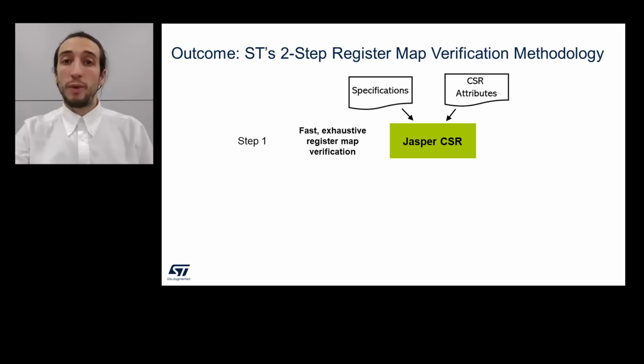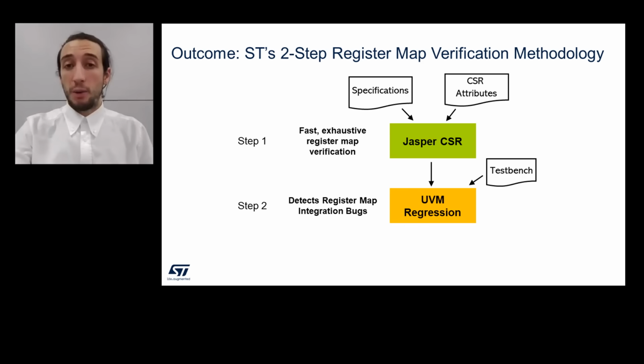Because we found those bugs sooner with Jasper CSR, we were able to correct them sooner. So we had fewer bugs to find when we ran UVM, which is our second step. UVM is still a necessary element, as it is the only way to detect potential bugs caused by the incorrect integration of the register map within the rest of the design, and it's also the only way to know if the serial protocol is correctly described by the designer.